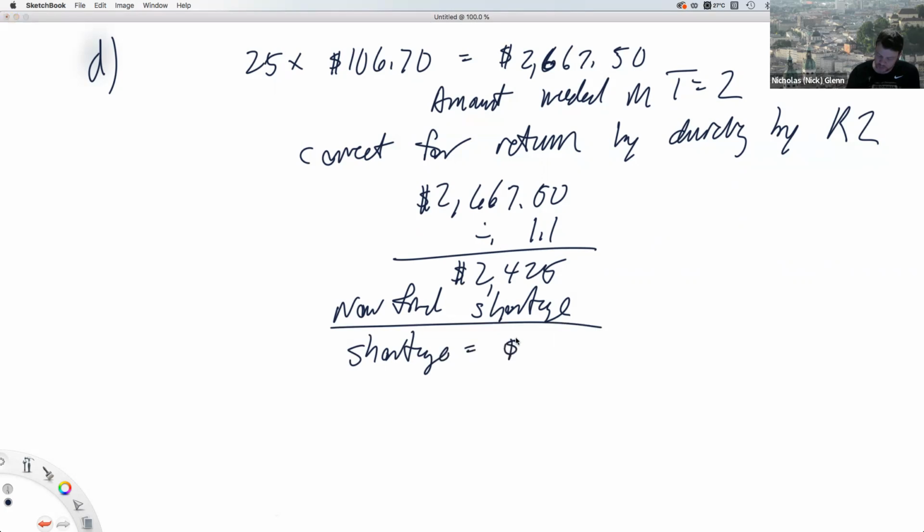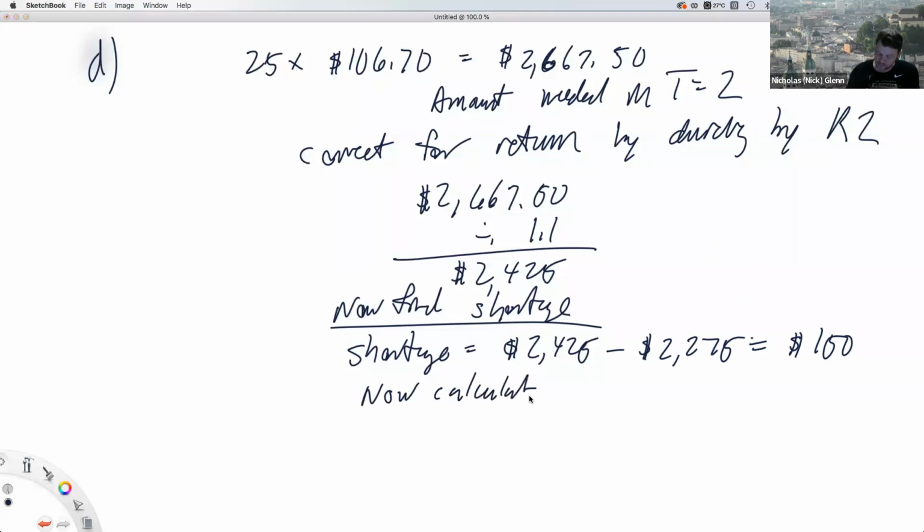The shortage. So we need 24.25. What do we actually have if they paid everybody out without taxing them? 2,275. So the shortage is $150. Now we calculate the individual tax. So we take this $150, divide by 75. It's a $2 tax on everyone.